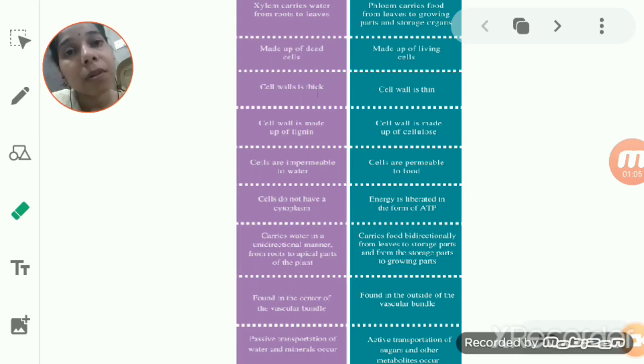In gymnosperms, instead of sieve tubes, sieve cells are present, and instead of companion cells, albuminous cells are present, but the function remains the same. Both help in conduction of food and nutrients from the leaves to different parts of the plant. Today we will continue with the protective tissues, that is the epidermal layer, also known as epidermis, and the cork.